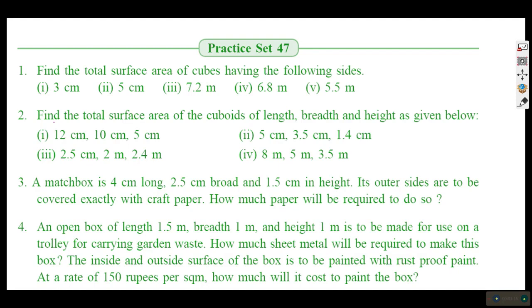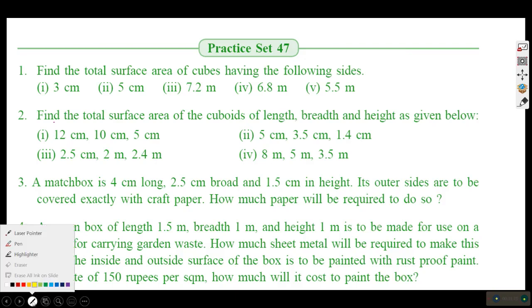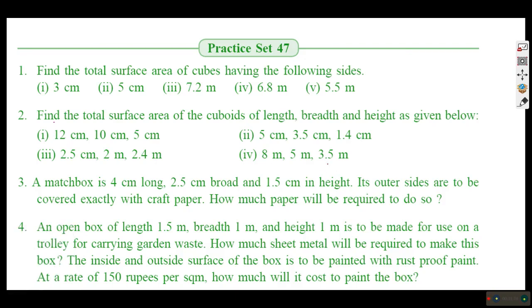Okay, so these are some questions from your textbook, just copied to refer to. See, it is given to find the surface area of the cube having the following sides. You know, the surface area of a cube is calculated by the formula 6 into L square. You will apply it. Find the total surface area of the cuboid is given, so you know that 2 into length into breadth plus breadth into height plus length into height. This is the formula. You will apply that.